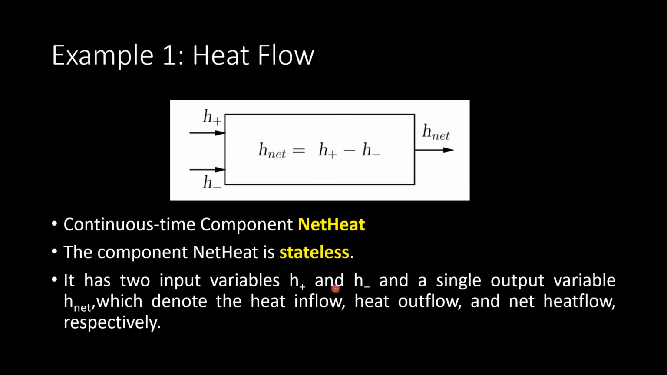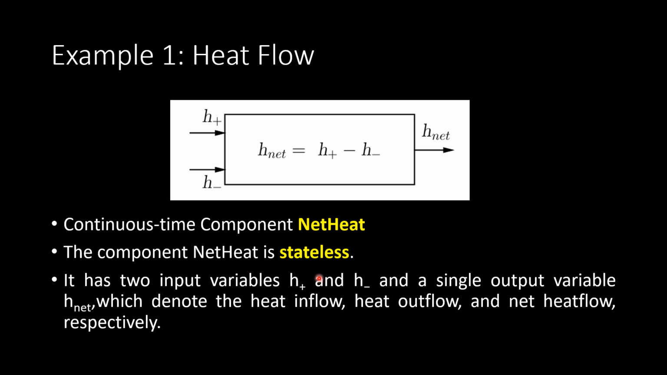Let us see one example called heat flow. This is a heat flow component. The component name is net heat. This component is going to have two inputs. One is called H plus, the other one is called H minus, and this component has only one output called H net. This component doesn't have any internal state, so this is a stateless component.